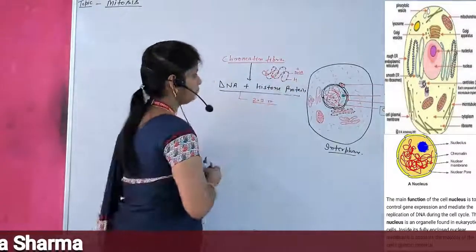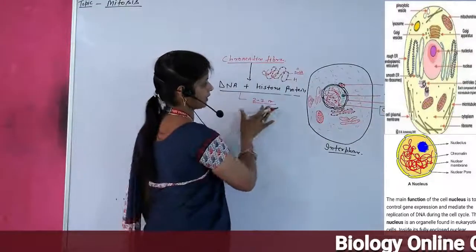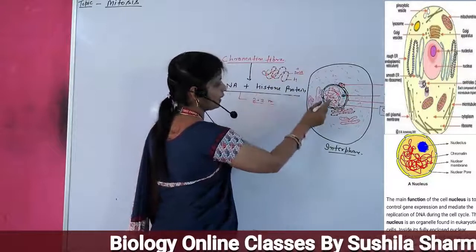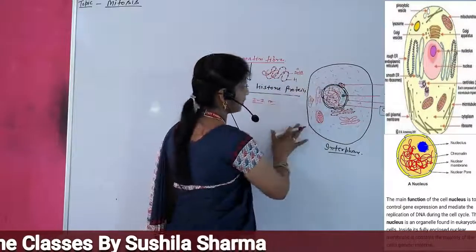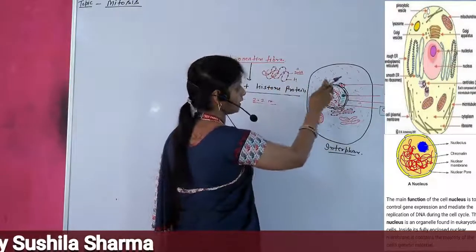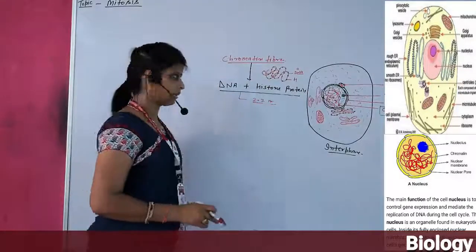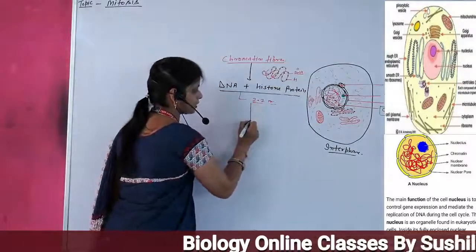structure. Now, what is chromatin fiber? It is a thread-like structure associated with histone protein and present in an intertwined form. It is called chromatin fiber. It means a chromosome is present in the form of chromatin fiber during interphase, and it is formed during mitosis division.